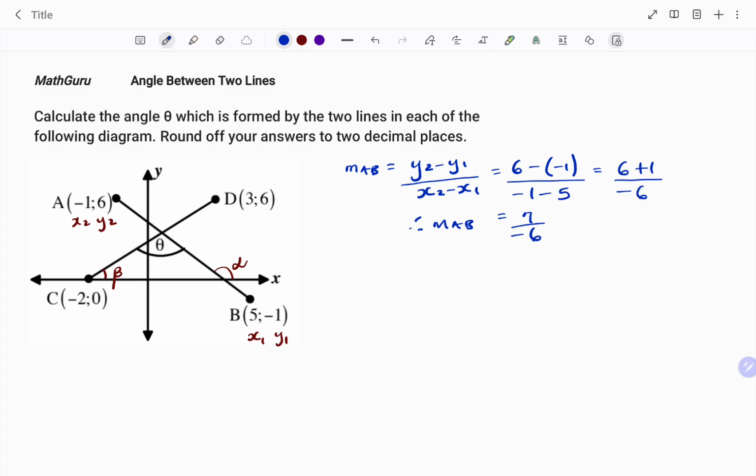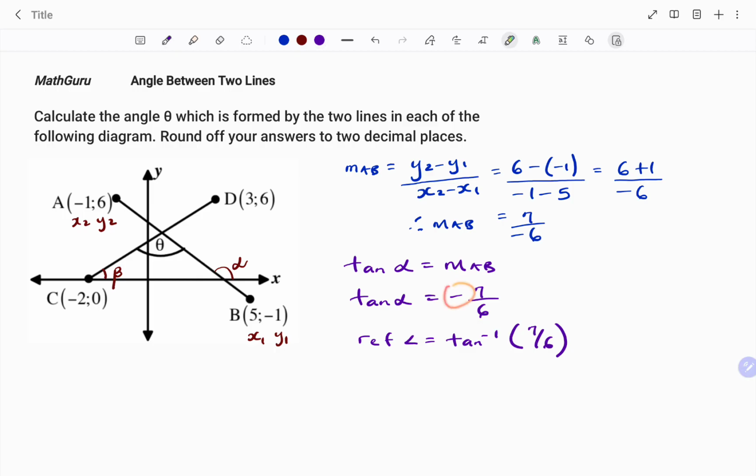So in order to find alpha, tan of the angle of inclination, so tan of alpha, equals the gradient of AB. So tan of alpha equals, I got it as -7 over 6. Therefore, I'm going to find my reference angle. So the reference angle equals, I'm going to move my tan to the right-hand side, so I have arctan of 7 over 6. I'm going to ignore my negative sign for now.